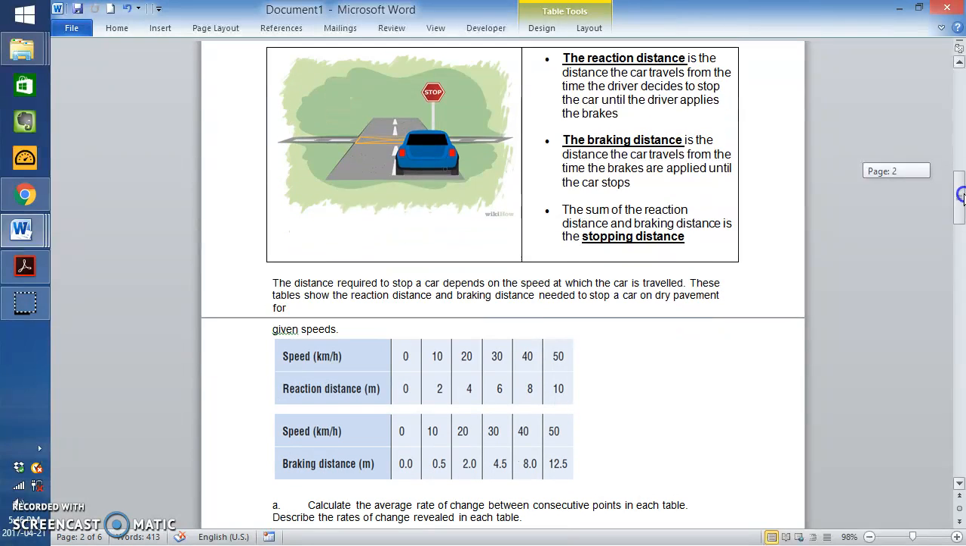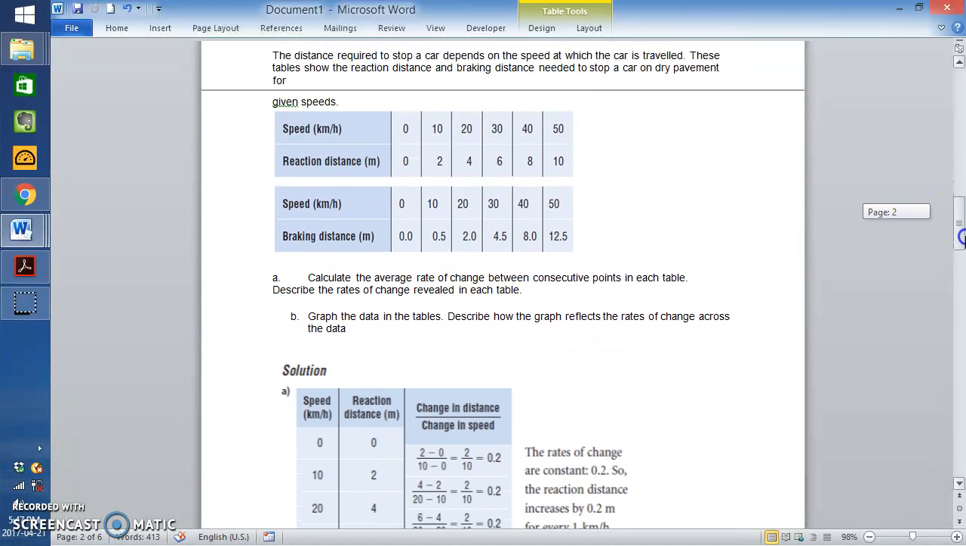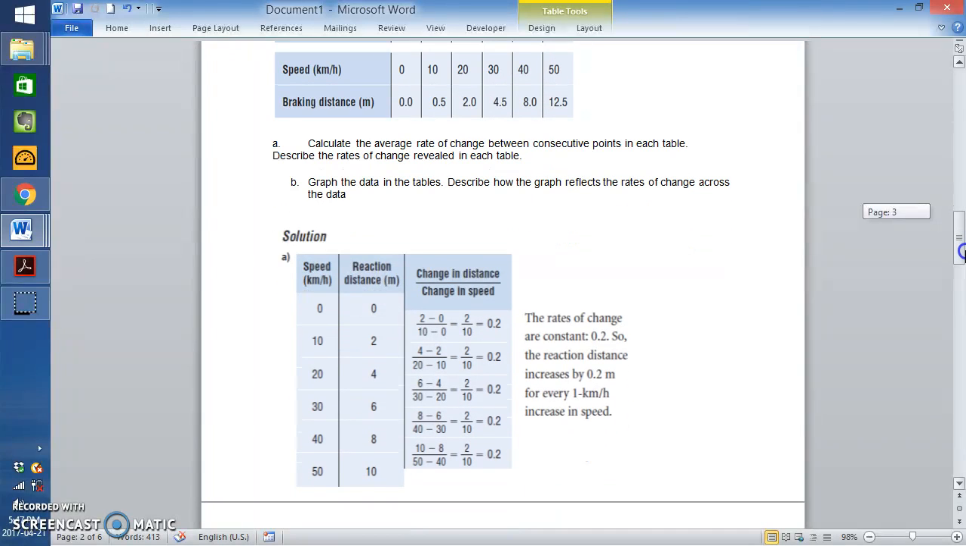In these 2 tables down here, we are given the reaction distance and the braking distance with respect to the speed at the specific times, and we are required to figure out what is the average rate of change between consecutive points on each table. And then based on that result, we're going to describe what does that mean, the meaning, what can we read out of that. Let's start first with the first table. So we're going to analyze the speed and reaction distance.